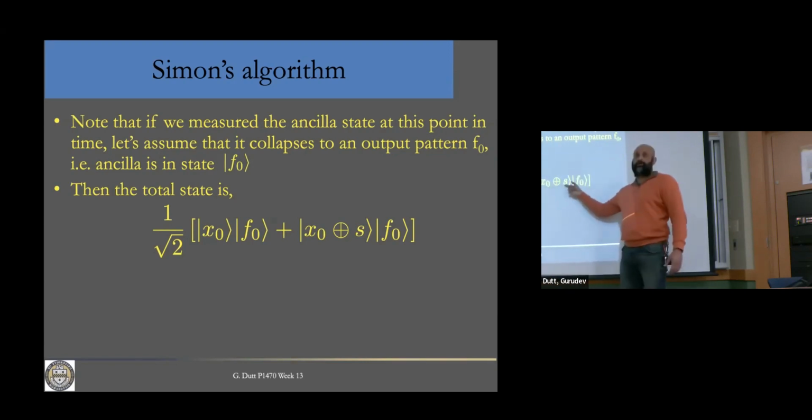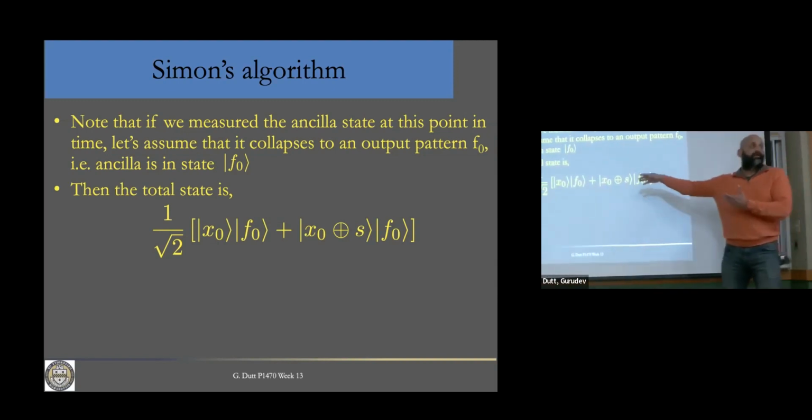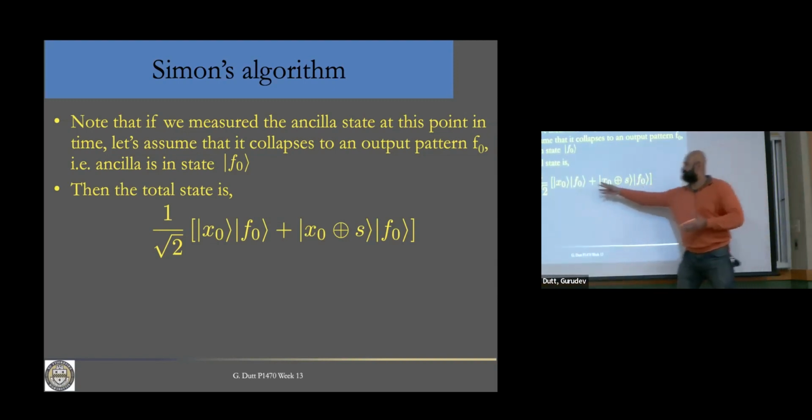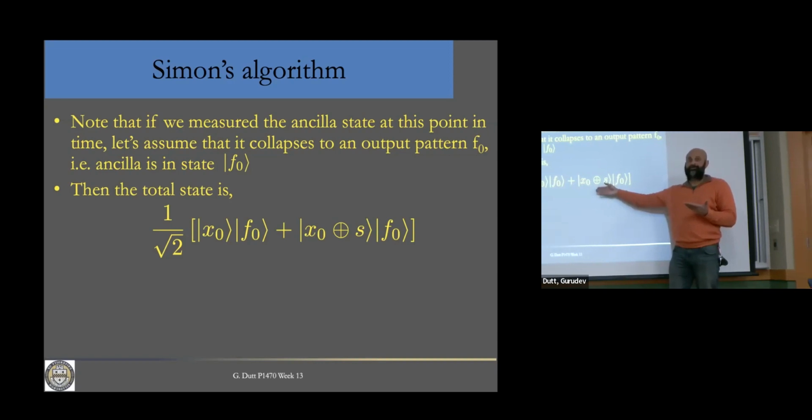And the other one is X naught plus S, the secret key that we're trying to find. So the answer is right here. We have X naught, we have X naught plus S. If we can find out which one it is, we are done. But unfortunately, we can't.